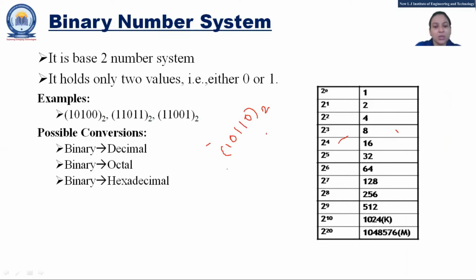And as I talked about earlier, we can convert one number system to any other number system. So we'll see the conversion from binary to decimal, binary to octal, and binary to hexadecimal one by one. And this is the table. It shows the values from power 0 up to 2 raised to 7, that we all know. 2 raised to 0 is 1, 2 raised to 1 is 2, 2 raised to 2 is 4, and so on.